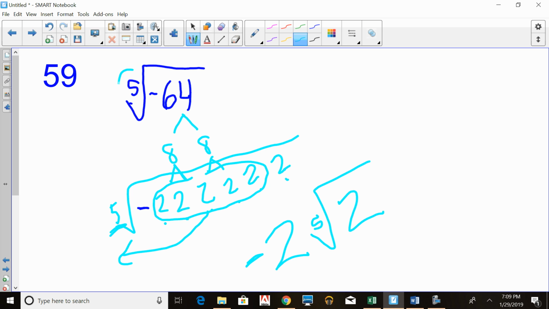Because no matter what this number is here, you need that many of the same number in order for them to depart the scene, or depart the radical symbol, as one thing.